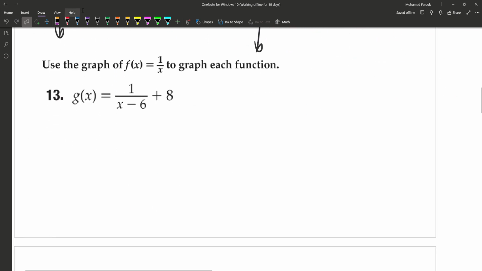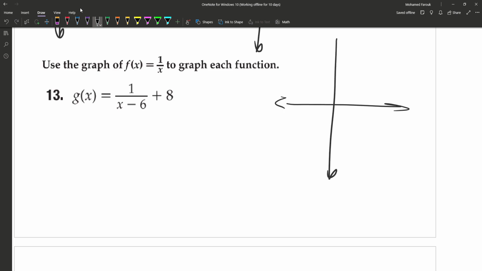Okay, next. Use the graph of f of x equals 1 over x to graph each function. This one is a rational function. Do you remember the shape of this function? You have your coordinate plane, and you will draw it like this. Of course your center is the origin point, but right now, how to draw this one? It's the same as the original function, but shifted to the right 6 units and up 8 units.